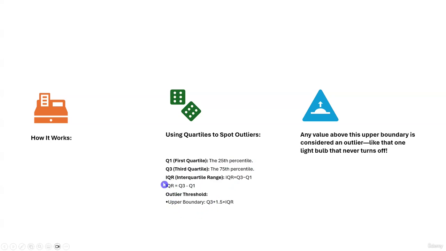We need that quantity in order to calculate the upper boundary. So this is the formula, memorize this. This is the formula of the upper boundary: Q3 plus 1.5 times IQR. IQR is the interquartile range. So once you calculate this upper boundary, anything above this boundary is an outlier because it's significantly higher than the rest of the data.